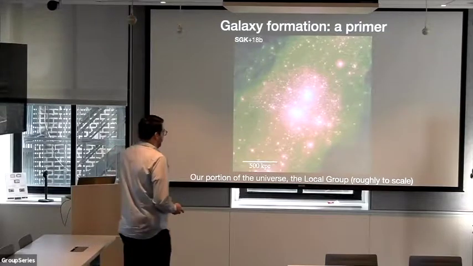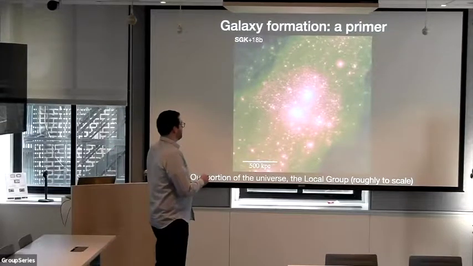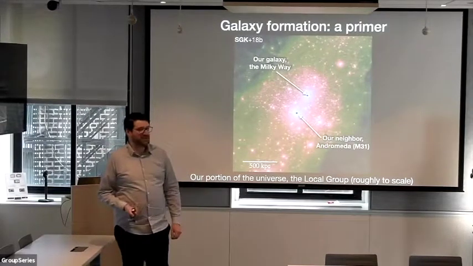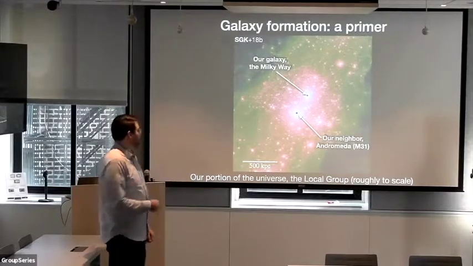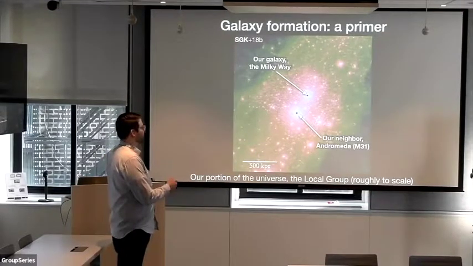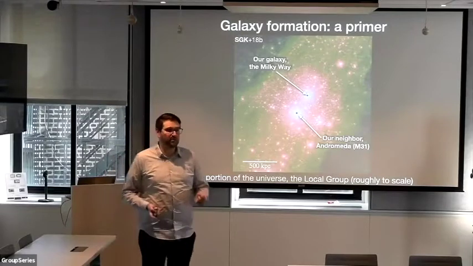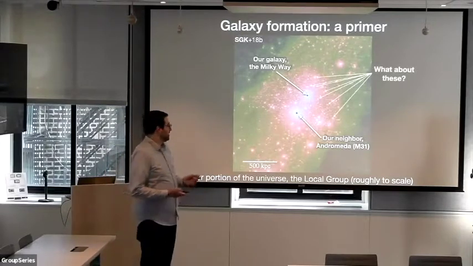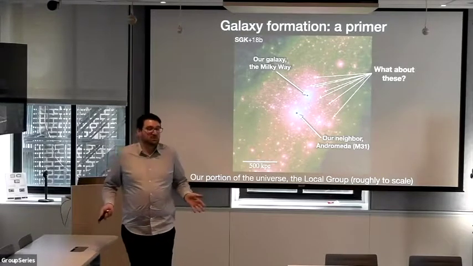So for the rest of my talk, so far I've talked to you about what happens in the Milky Way and what happens in Andromeda. But for the rest of my talk, I want to focus on all these little tiny clumps of dark matter that you can see around the Milky Way and Andromeda, right? And the main question is what lives in these systems?